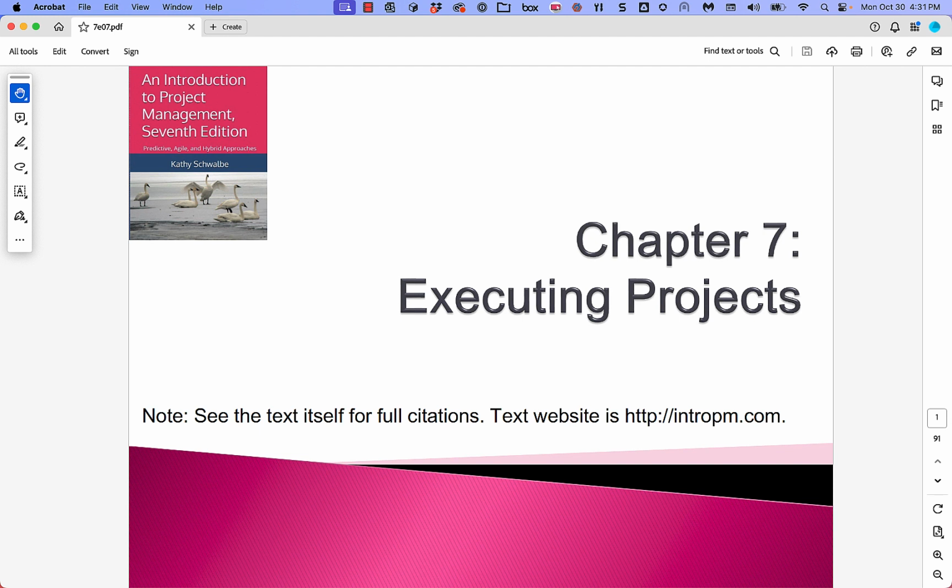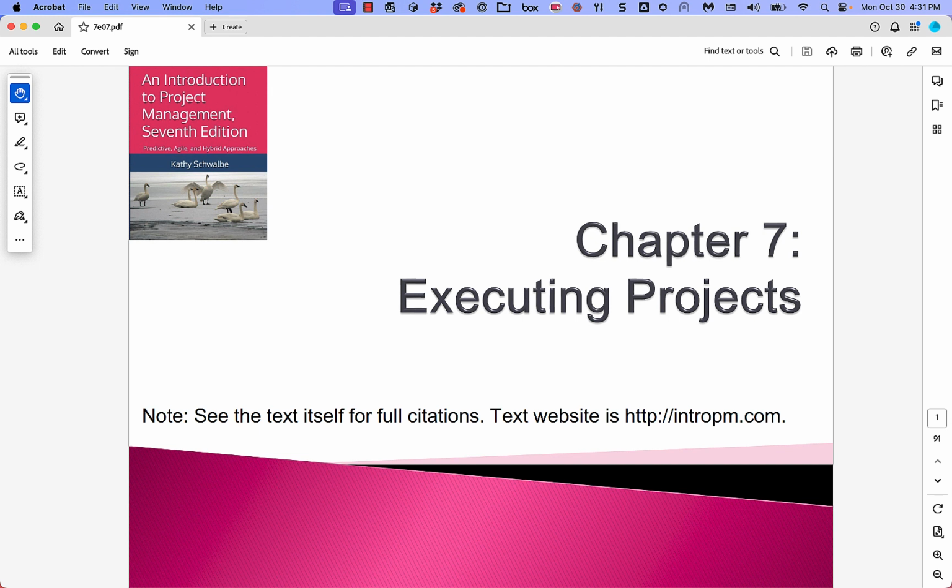And I really like this chapter because it does two things. One is it introduces a lot of conceptual things and tools and techniques related to executing projects. And the other thing is that it follows up with two cases that are in the textbook. One is for a more waterfall traditional project, and one is for a more agile project.